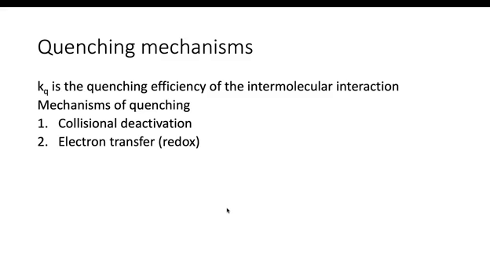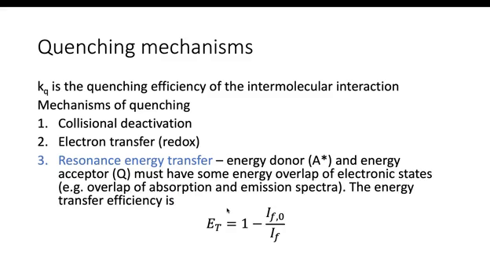But the most interesting for our purposes is resonance energy transfer. That's where the energy donor and energy acceptor are basically exchanging a photon. In order to do that, we have to have overlap between the excited states. In other words, we have to have overlap of the absorption of the acceptor and the emission spectra of the donor molecule, the excited state molecule. And the energy transfer efficiency is related to this, once again, quenched versus unquenched intensities.